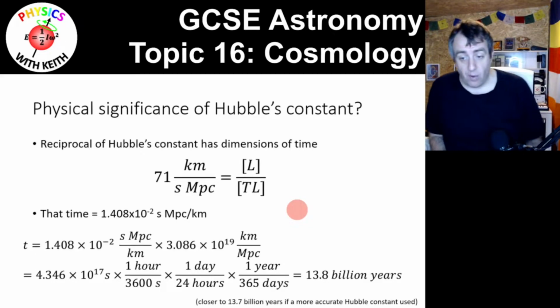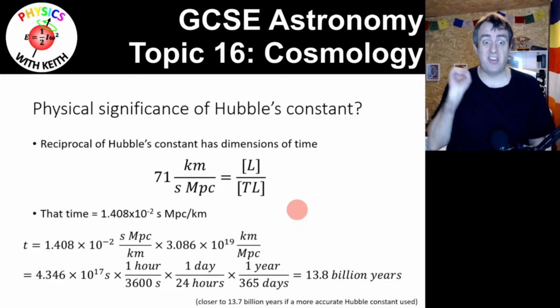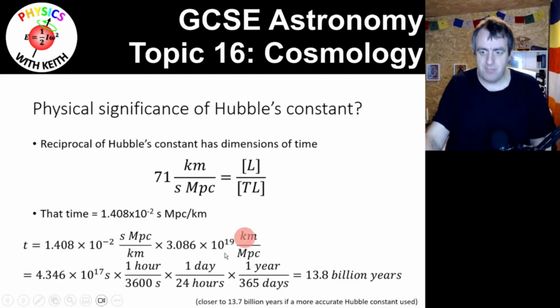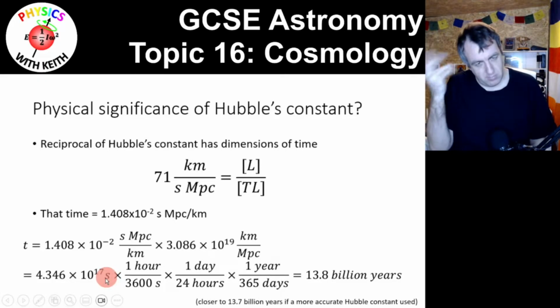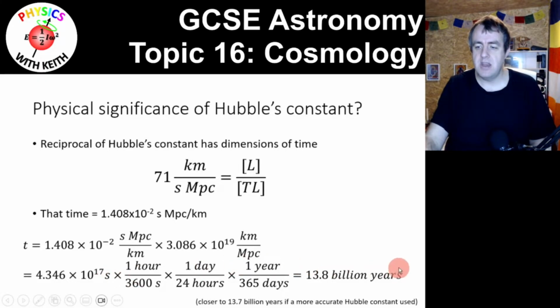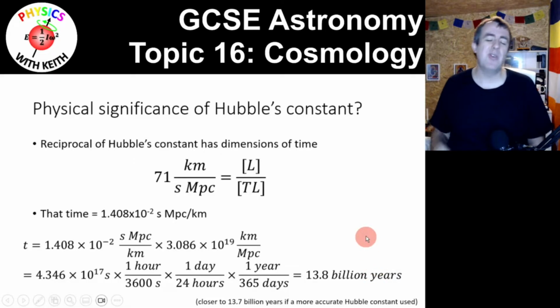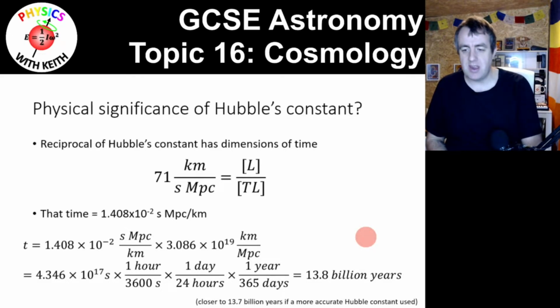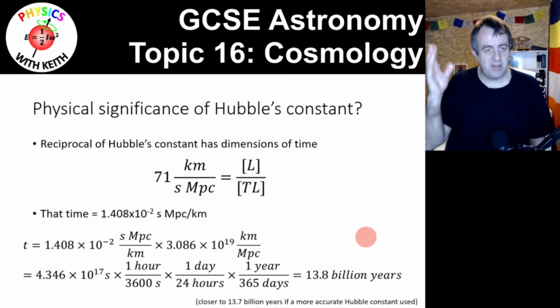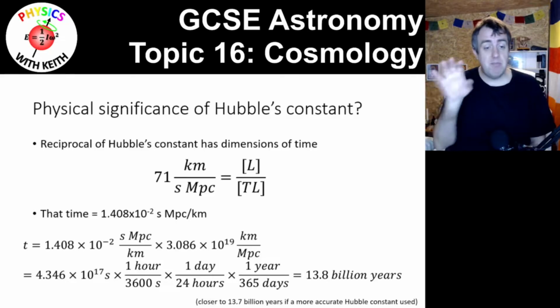And it's a big time, 4.346 times 10 to the 17 seconds. It's a big time. 10 to the power of 17. That is phenomenal. But we can convert that into more understandable units, and we end up with about 13.8 billion years. Well, that was with a two significant figure Hubble constant of 71, so rounded to 14 billion years. If you use a better Hubble constant, you get closer to 13.7 billion years rather than 13.8. They're just rounding errors because of the numbers I chose to use. But it's close. 13.7 billion years.